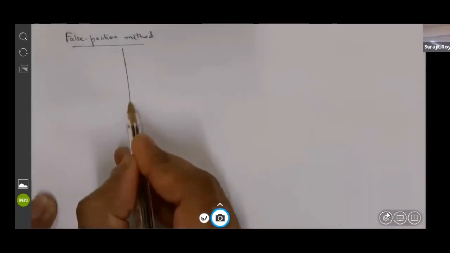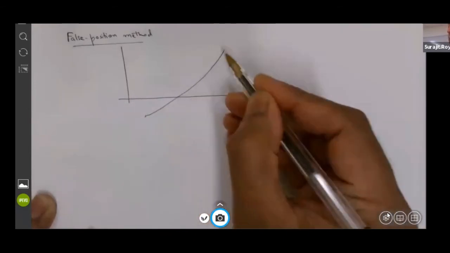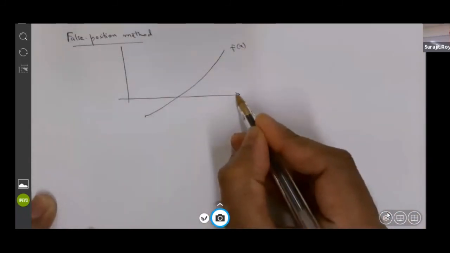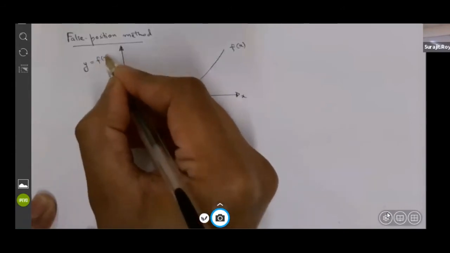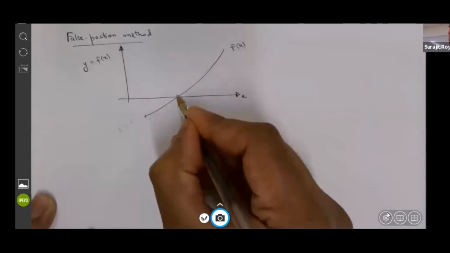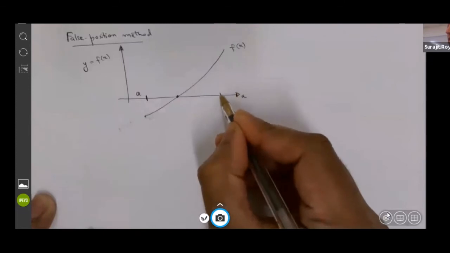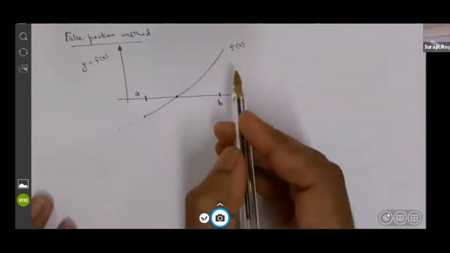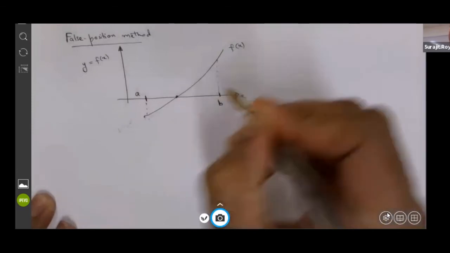Okay, so false position method. In the false position method, we do not bisect the root. Let's say the function is, this is your f(x), this axis is your x-axis, and this axis is your function y, which equals f(x). This is the generic function. This is the actual root. Here also you start with the interval where you know the interval brackets the root. So you know f(a) times f(b) is less than 0.